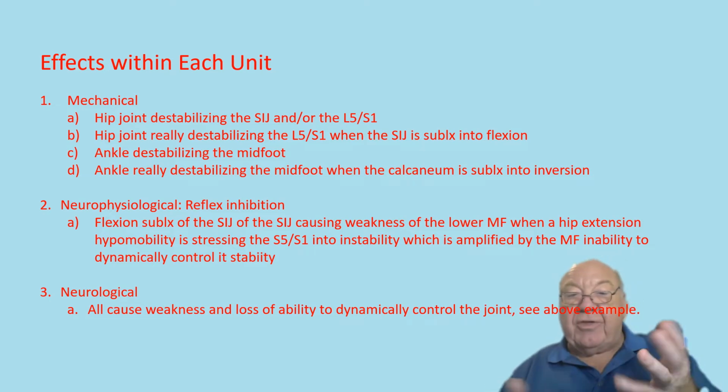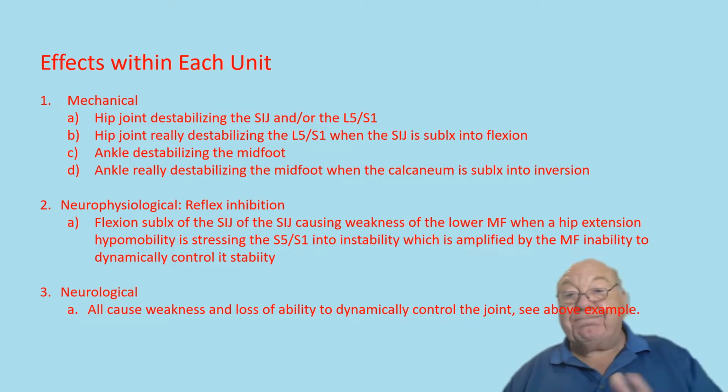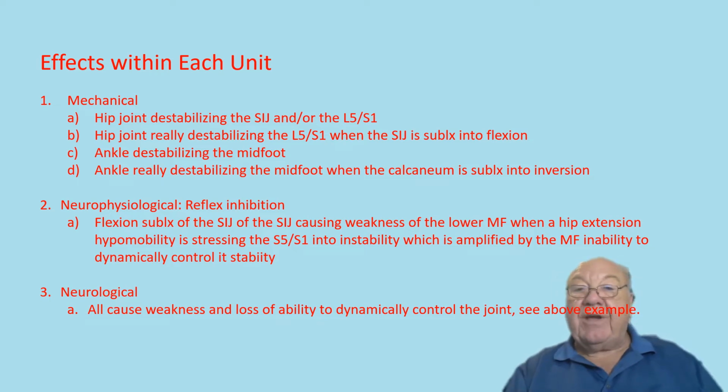It's not to say that even if the multifidus is doing its job, it's going to be able to withstand those forces, but it should make it hold on a little bit longer than it would normally. Neurologically, it's going to be the same as neurophysiologically because of the weakness it's causing, and again, you lose dynamic control. So they're the examples of the effects within each unit. Okay, we're going to have a quick introduction to long leg, short leg, regional lower quadrant effects. We're not going to spend a lot of time on this, this will come later.